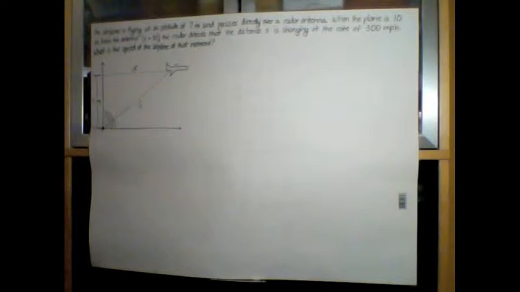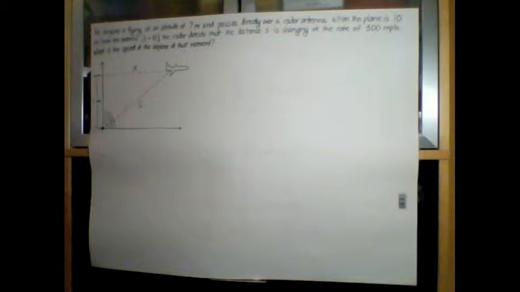Okay, so this is 4.6, number 13. The question is, an airplane is flying at an altitude of 7 miles and passes directly over a radar antenna. When the plane is 10 miles from the antenna, or s is 10, the radar detects that the distance s is changing at the rate of 300 miles per hour. What is the speed of the airplane at that moment?